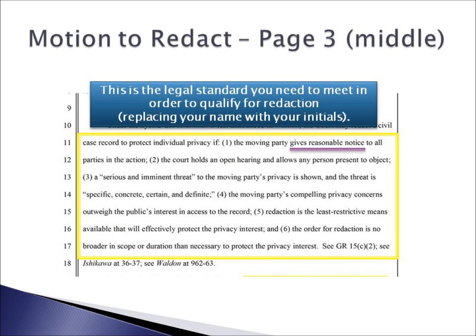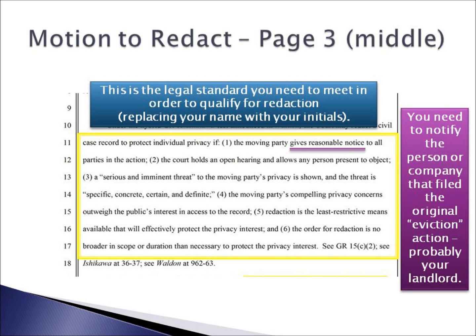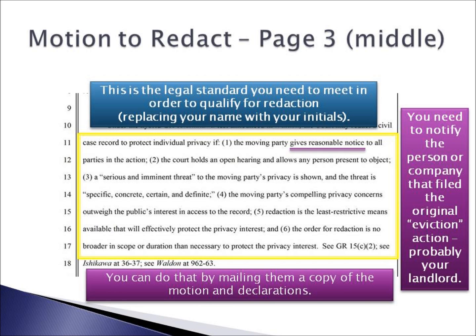First, you're the moving party, you need to give notice to all parties in the action. That basically means you need to notify the landlord and anyone else that has a legal interest in this action. You can do that by mailing them a copy of the motion and declaration through certified mail. Let's skip ahead a bit to number 3. We'll come back to number 2.